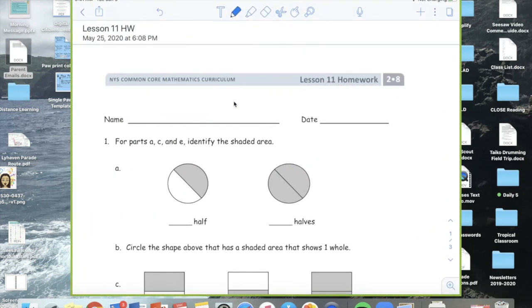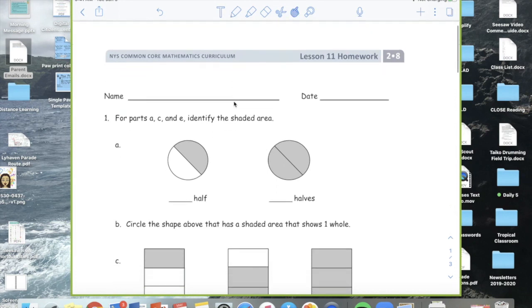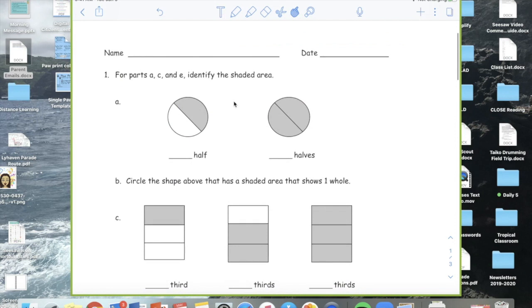So you're going to be working with fractions and shapes again, okay? Just like what I just showed you. So you need to identify the shaded area. Remember, shaded means how many parts are shaded. So look at it. It's halves, and I only see 1 half shaded, so I'm going to write 1. This circle, I see 2 parts that are shaded, so I'm going to write 2 halves.